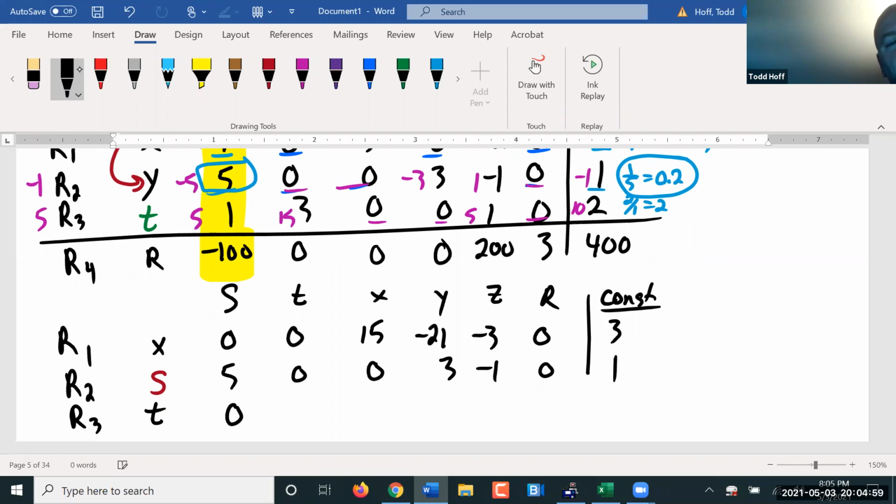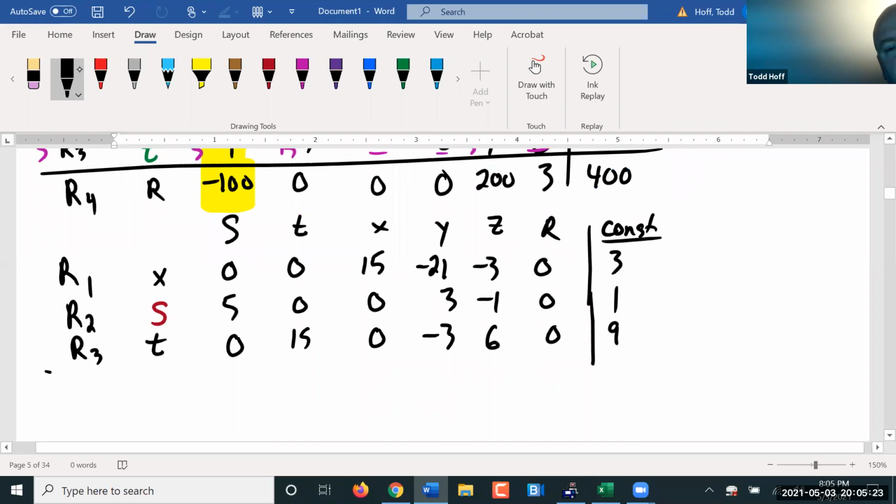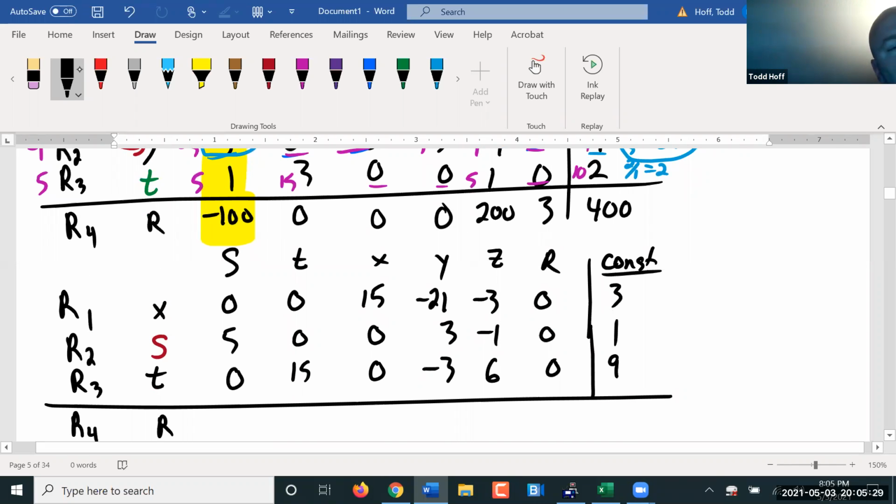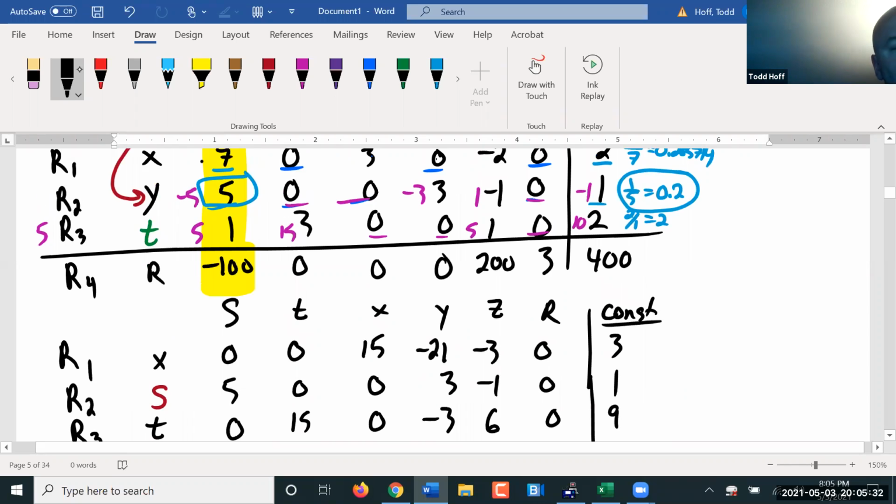Negative 5 plus 5 is 0. 0 plus 15 is 15. 0 plus 0 is 0. Negative 3 plus 0 is negative 3. 1 plus 5 is 6. 0 plus 0 is 0. And negative 1 plus 10 is 9. And we need to go to row 4, the P row or R row, whichever I want to call it here. And in this row, I'm going to erase my temporary values again.